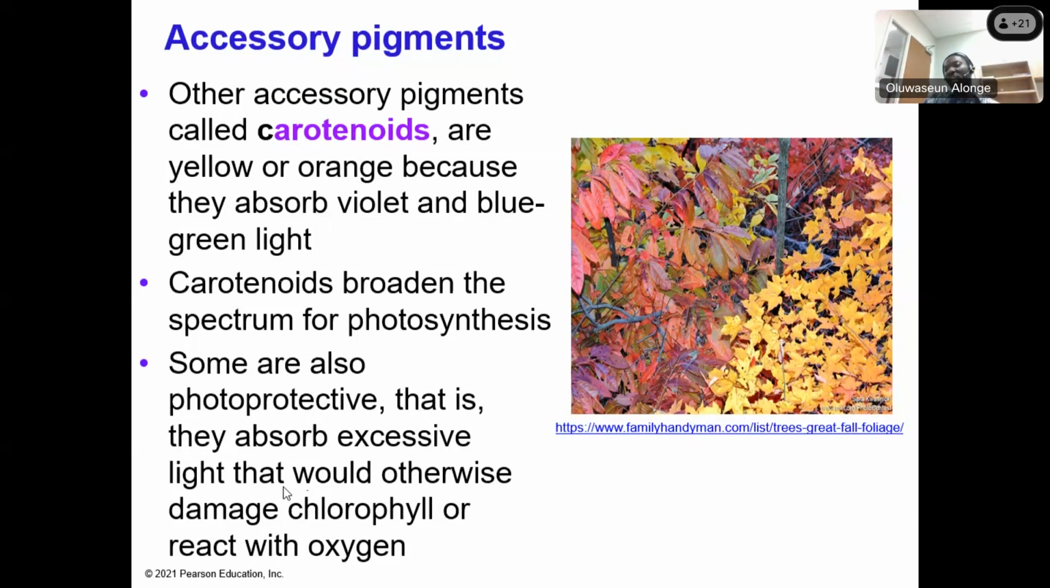So some of these accessory pigments, like I said, broaden the spectrum for photosynthesis to happen so that they increase the surface area. They also help to absorb excess sunlight so that the chlorophyll A pigment itself will not be damaged because of the intensity of the light.